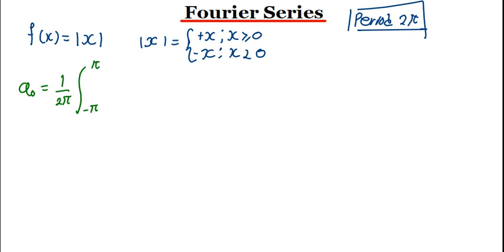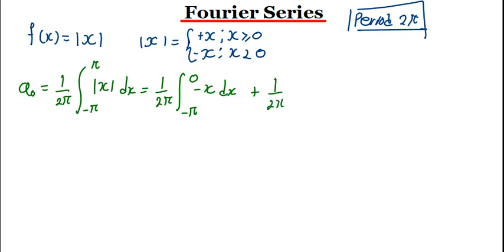From minus pi to pi of the absolute value of x dx, which I can write as 1 over 2 pi. Evaluating, that's going to be from minus pi to 0, okay? From minus pi to 0, I'm looking at this one here, meaning here we're going to put minus x dx, plus 1 over 2 pi from 0 to pi.